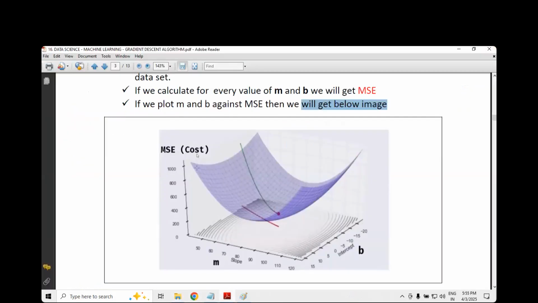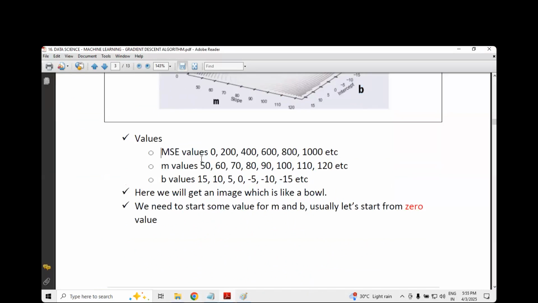Fine. The gradient descent algorithm image looks like kind of a bowl shape. So think like, with respect to the MSE, the coefficient value and intercept value, I have just tried to plot this. MSE value 0 to, like this, and M value 50, 60, 70, and B value 15. Is it important actually? Not much important, just try to have an idea.